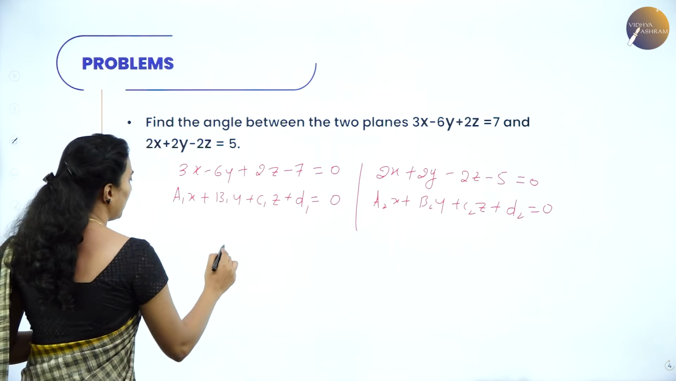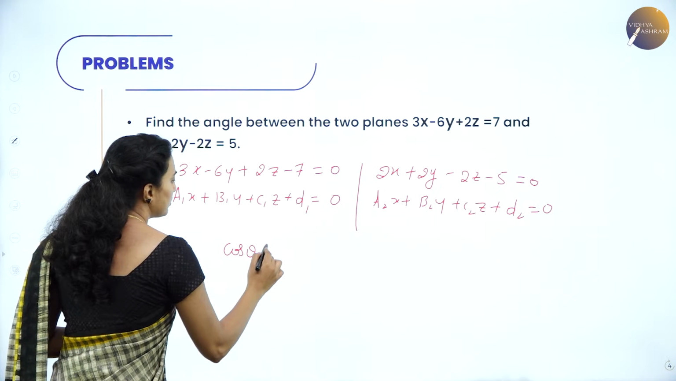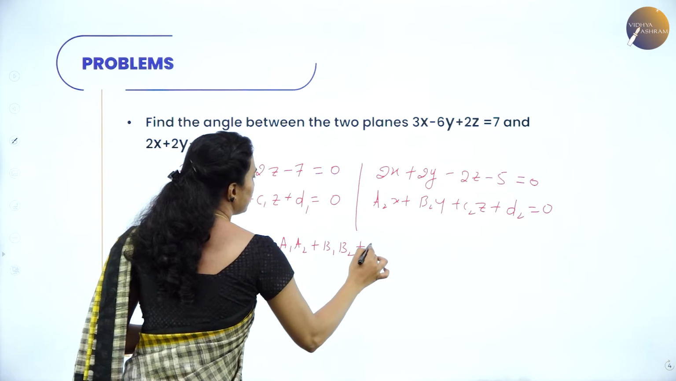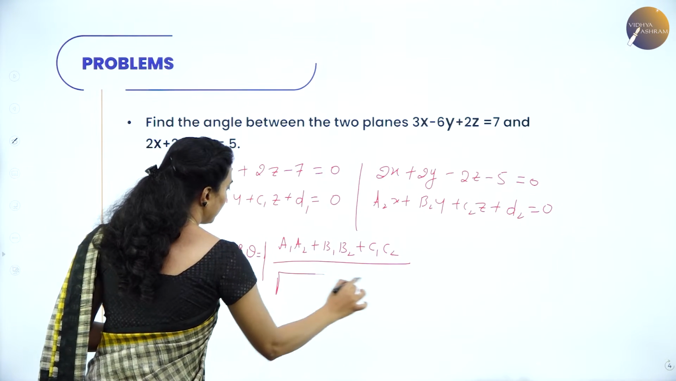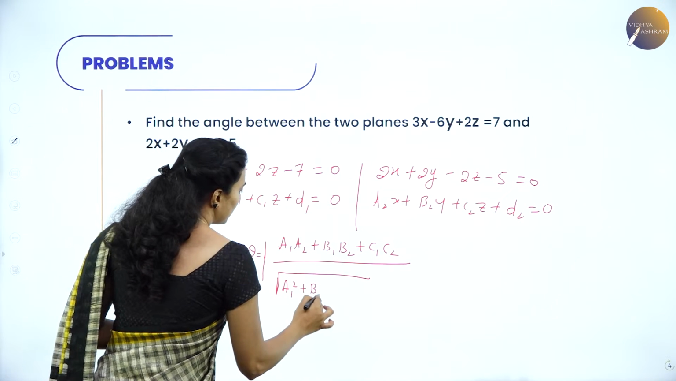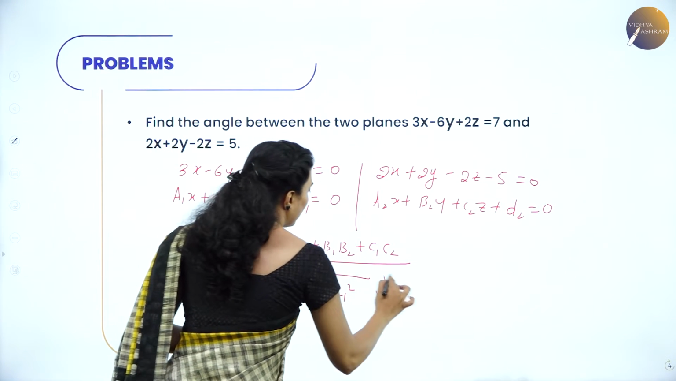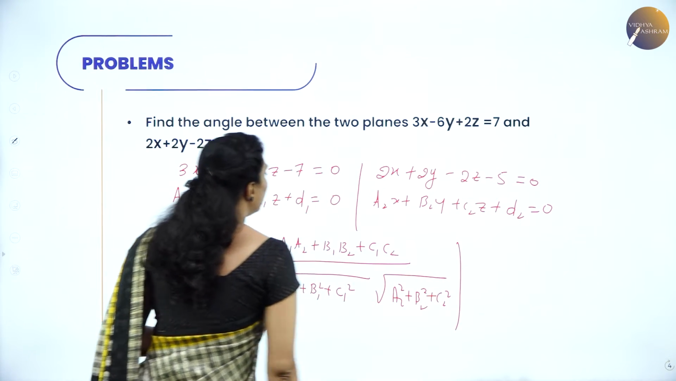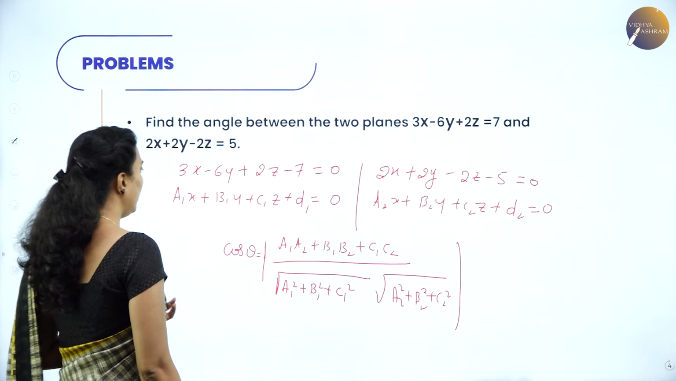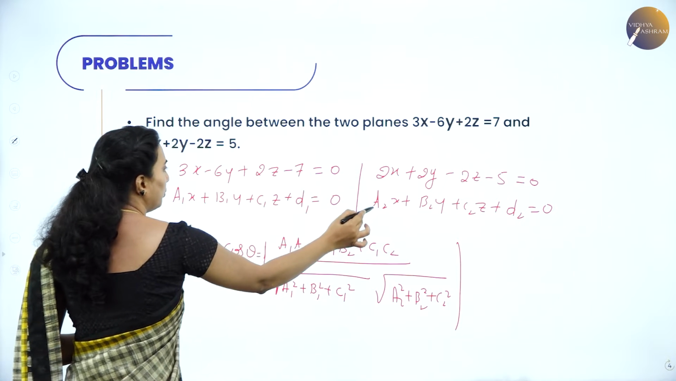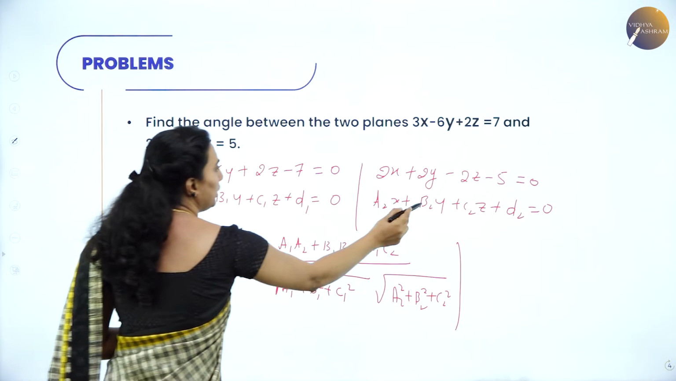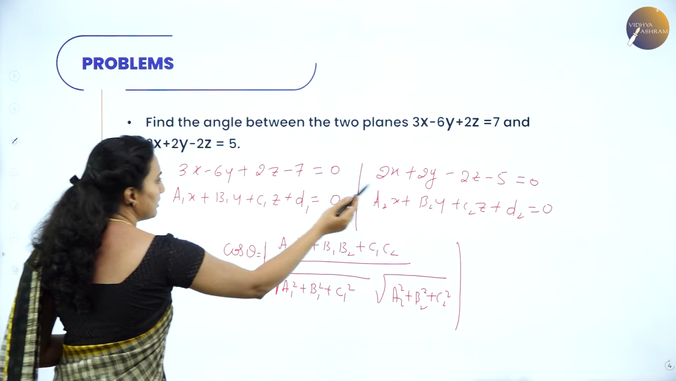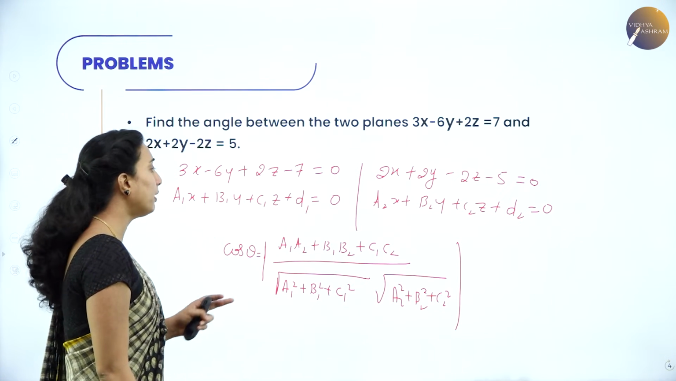So what is cos theta given by in the Cartesian form? Cos theta equals the magnitude of a1 a2 plus b1 b2 plus c1 c2, divided by the square root of a1 squared plus b1 squared plus c1 squared, into the square root of a2 squared plus b2 squared plus c2 squared. Let me substitute: a1 is 3, a2 is 2, b1 is minus 6, b2 is 2, c1 is 2, c2 is minus 2, d1 is minus 7, d2 is minus 5.